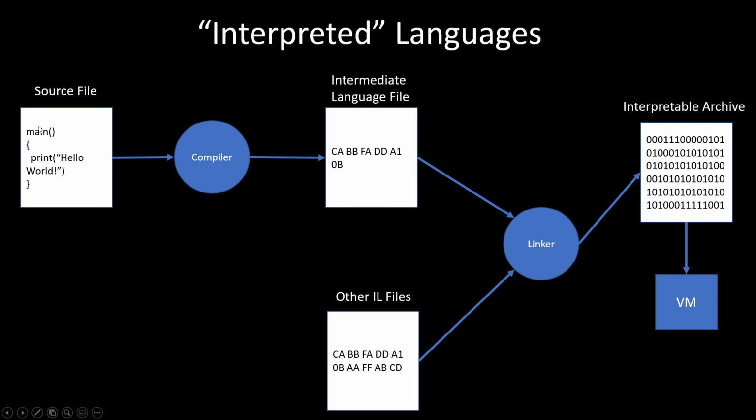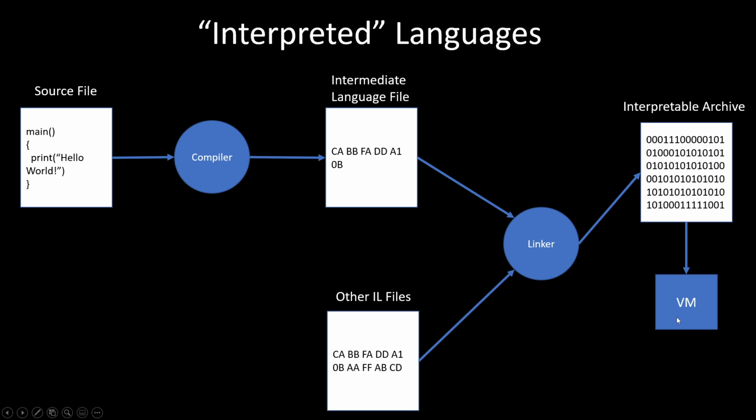Now, this intermediate language usually is neither a source code text file, it's very close to machine code. And therefore, this virtual machine interprets it, usually very, very fast, because it's just one step away from being true machine code.